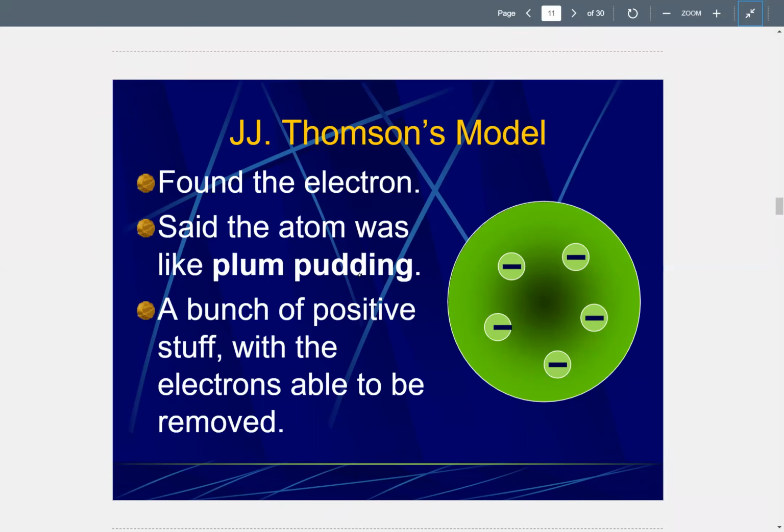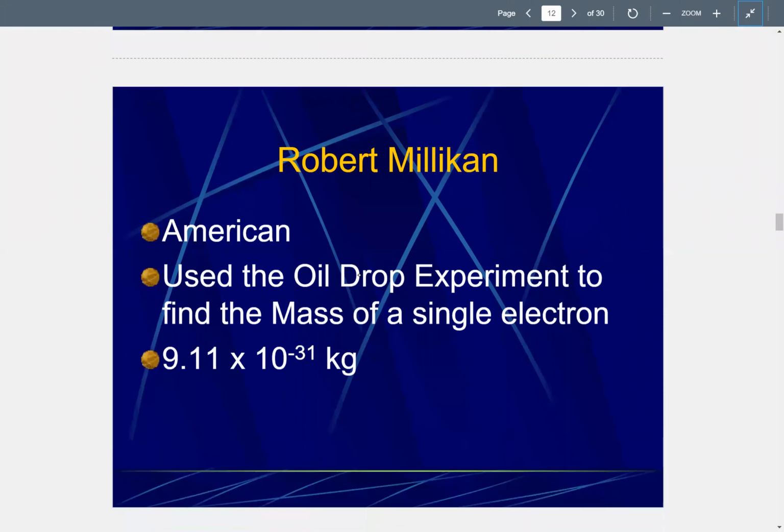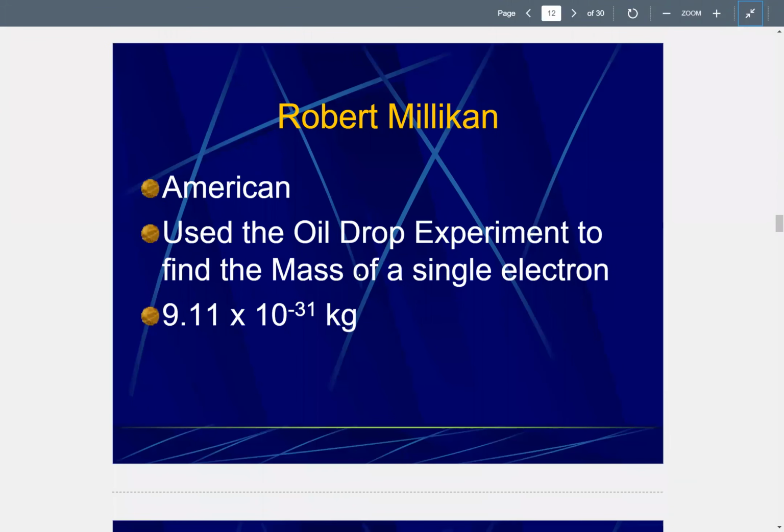So this was revolutionary. There was stuff inside the atoms. Atoms, the uncuttable thing, turns out you can get inside of them. So Millikan comes in and he wants to study the electrons. And so what he's going to do is he's going to try to figure out how much they weigh. And so he devises this really cool experiment.